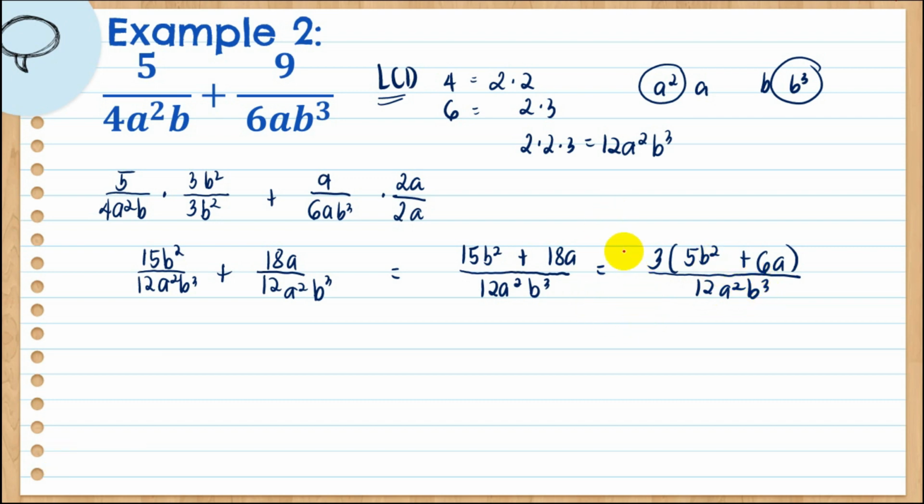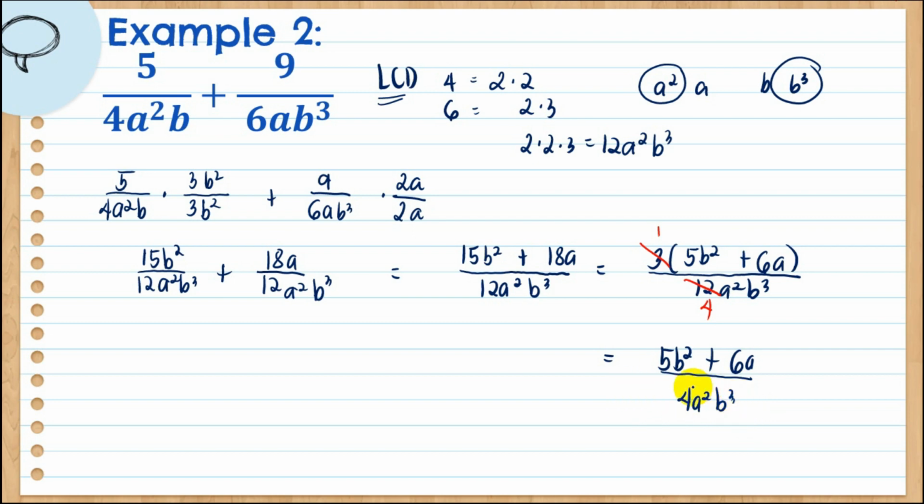Ngayon, meron ba tayong pwedeng makancel from the numerator and denominator na factors? Factors po. Yes, meron. We have 3 and then 12. Both divisible by 3. So, 3 divided by 3 is 1. 12 divided by 3 is 4. Now, the answer for our example number 2 should be 1 times 5b squared, that is 5b squared. 1 times 6a is 6a. All over 4 times a squared times b cubed, magiging 4a squared b cubed na po.